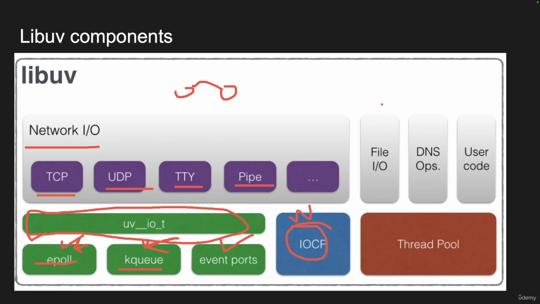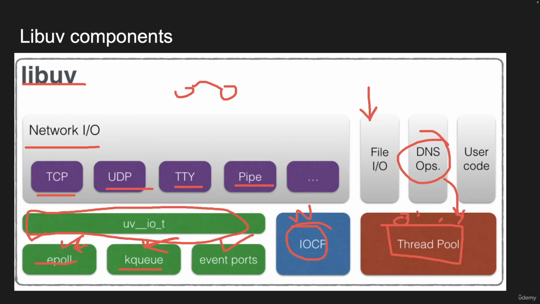And then we have the file I/O. File I/Os are not asynchronous by default, but libuv made them asynchronous. How? They use the thread pool to allow that, right? So when you do a read file, a thread out of a certain number of threads is used to perform the read I/O. Same thing with DNS. A thread is used to perform the DNS lookup.